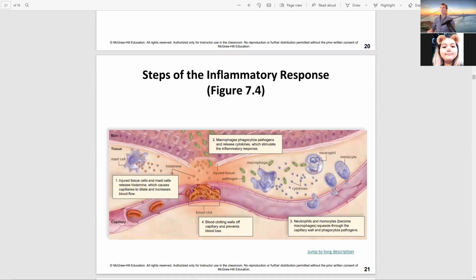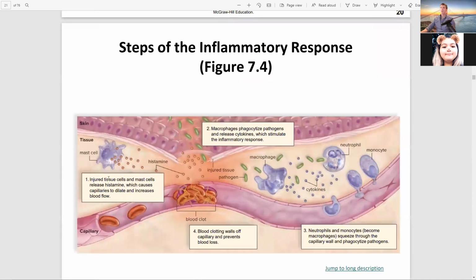So here are the steps of the inflammatory response. So first, injured tissue cells and mast cells release histamine, which causes capillaries to dilate and increases blood flow. Then macrophages phagocytize pathogens and release cytokines, which stimulate the inflammatory response, which recruits neutrophils and monocytes, which can eventually become macrophages, and squeeze through the capillary wall and phagocytize pathogens. And then you have blood clotting that walls off capillaries and prevents any blood loss.